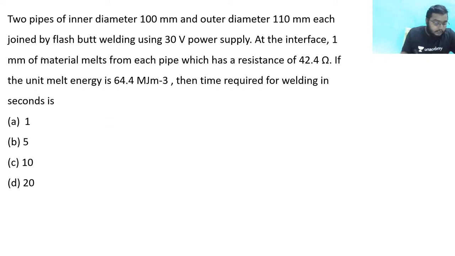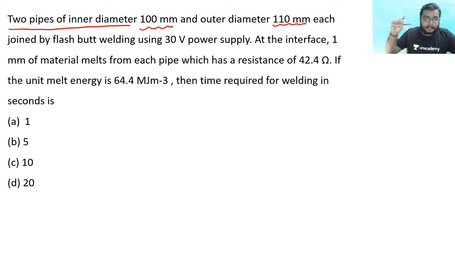Okay, so there are two pipes of inner diameter 100 mm and outer diameter 110 mm. Clear? So the inner and outer diameters are given. Each is joined by flash butt welding.